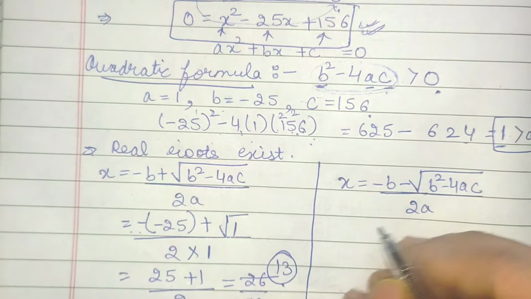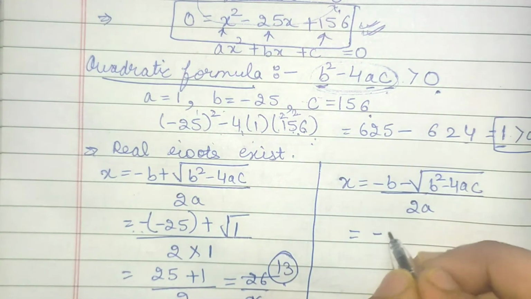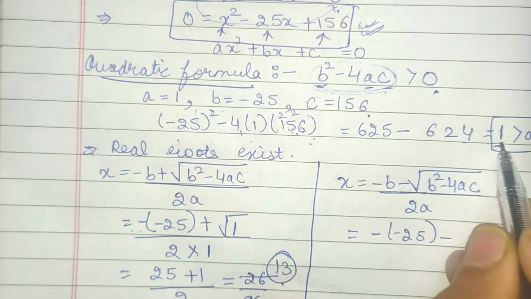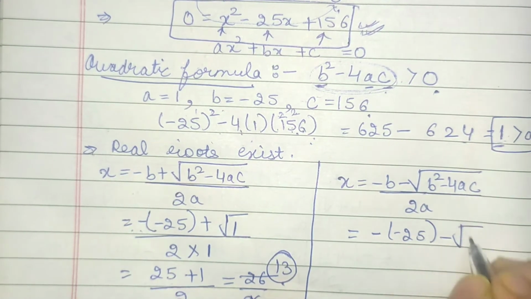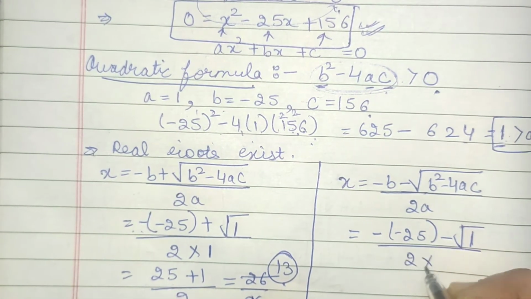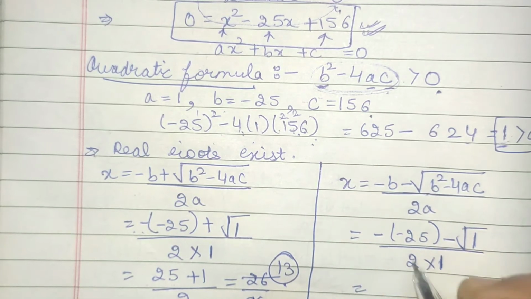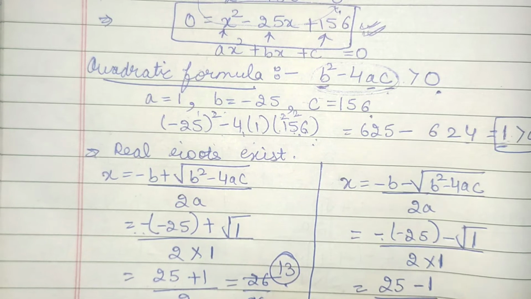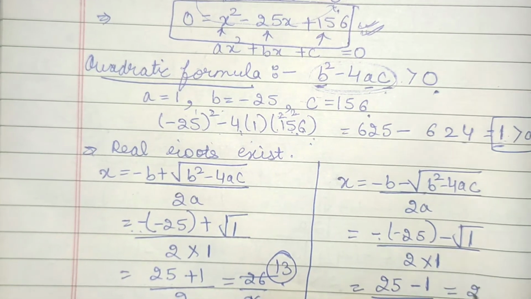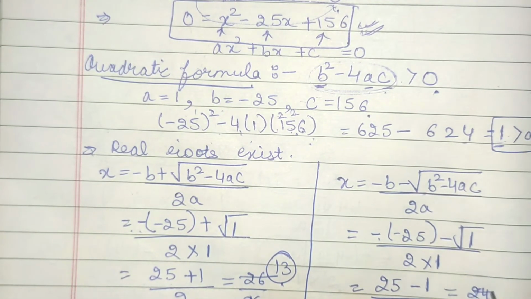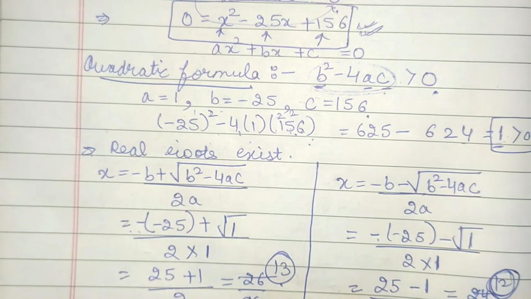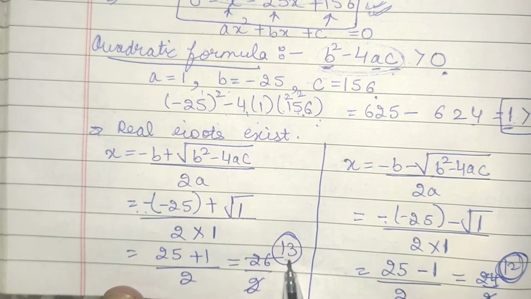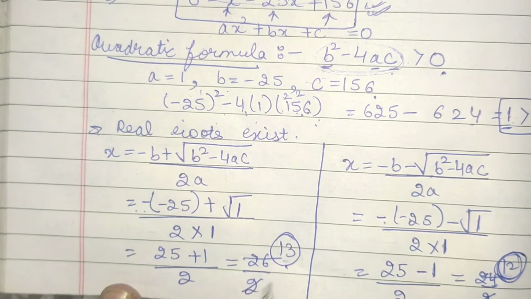Right? Next, minus b, and b is minus 25, minus under root of b square minus 4ac, which is 1, divided by 2a, and 2a is 2. Minus and minus will give you 25 minus 1 divided by 2. That means 24 by 2, so you will get one value as 12. So one value is 13 and the second value is 12.